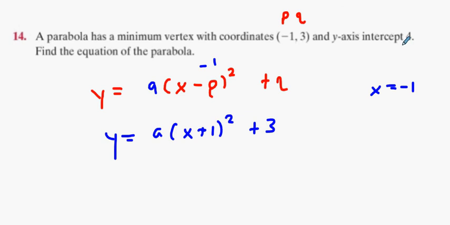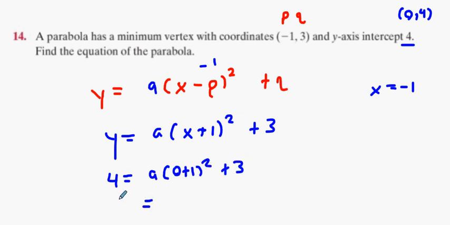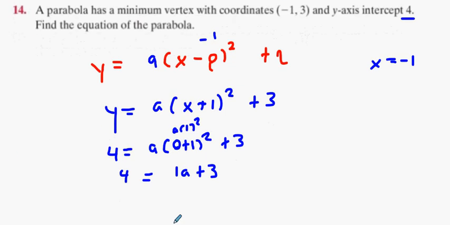Next thing, what's the a value? What other point do you know? 0, 4. What does that mean you can put in for the y value? Y value is 4, x value is 0. Now, what can we say about 4 then? What's a times 1 squared? 1a. What can we say a is then? A equals 1.